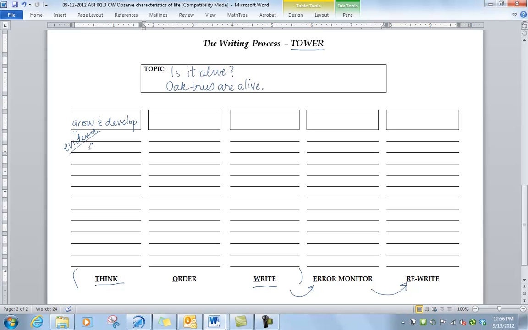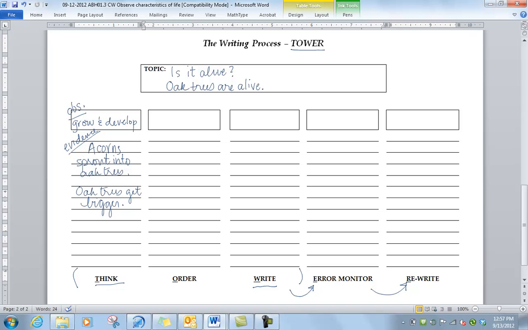So I'm going to write that acorns sprout into oak trees, and that oak trees get bigger. In fact, they're some of the largest trees in the eastern hardwood forests. That's an observation, so I'm going to note that at the top here as well, and you'll see why in a moment. But that's something that I have firsthand observed, is trees getting bigger and acorns sprouting into little oak trees.